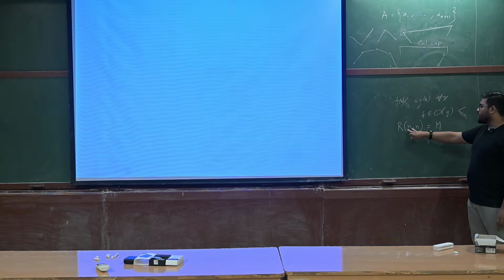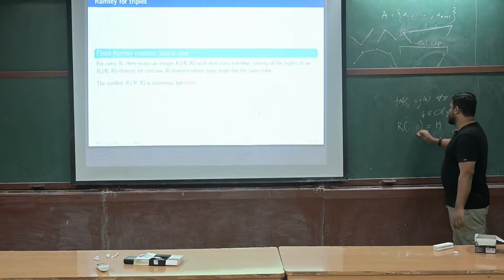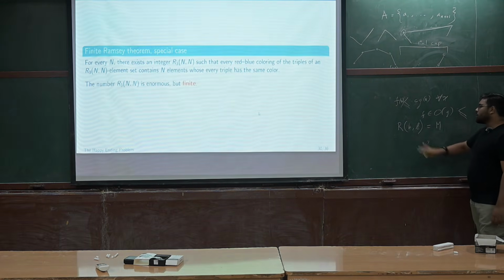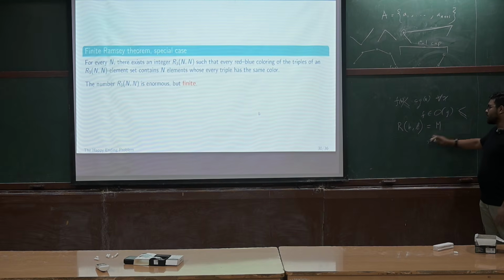You say that M is the Ramsey number of n comma n if you can either get a red n-gon or a blue n-gon. These can be different too, like k comma l, let's say. So you get a blue k-gon or a red l-gon. If it can be achieved by M vertices and it's the smallest that can do it, then you say that M is the Ramsey number k comma l.